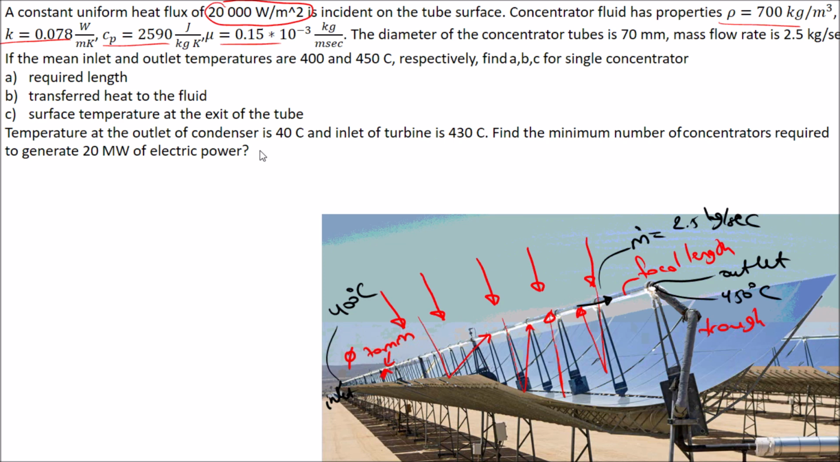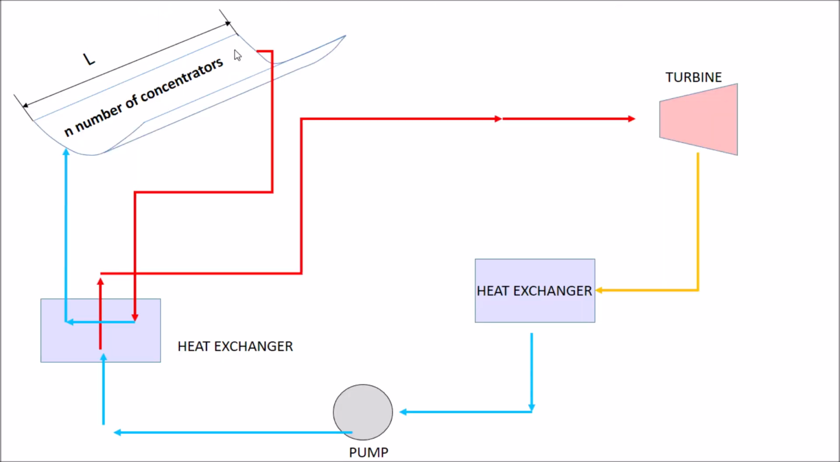Let's first see the cycle. Here you have the concentrators, the hot part which is 450 degrees Celsius, and the cold part which is 400 degrees Celsius. As the fluid comes, it is sent to the heat exchanger. In the heat exchanger it gives off its heat and heats another fluid of the cycle. This fluid gets hot here, so this part is hot and this one becomes cold. It gets hot and is sent to the turbine.